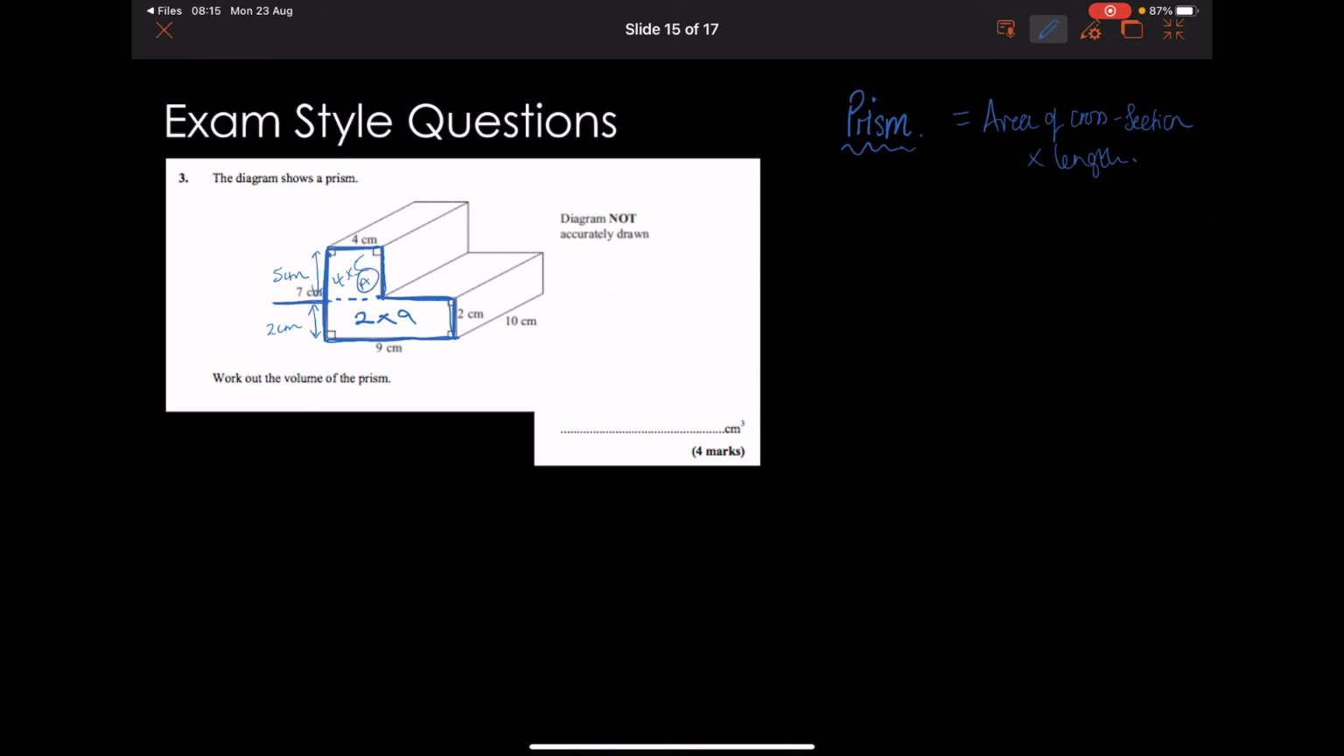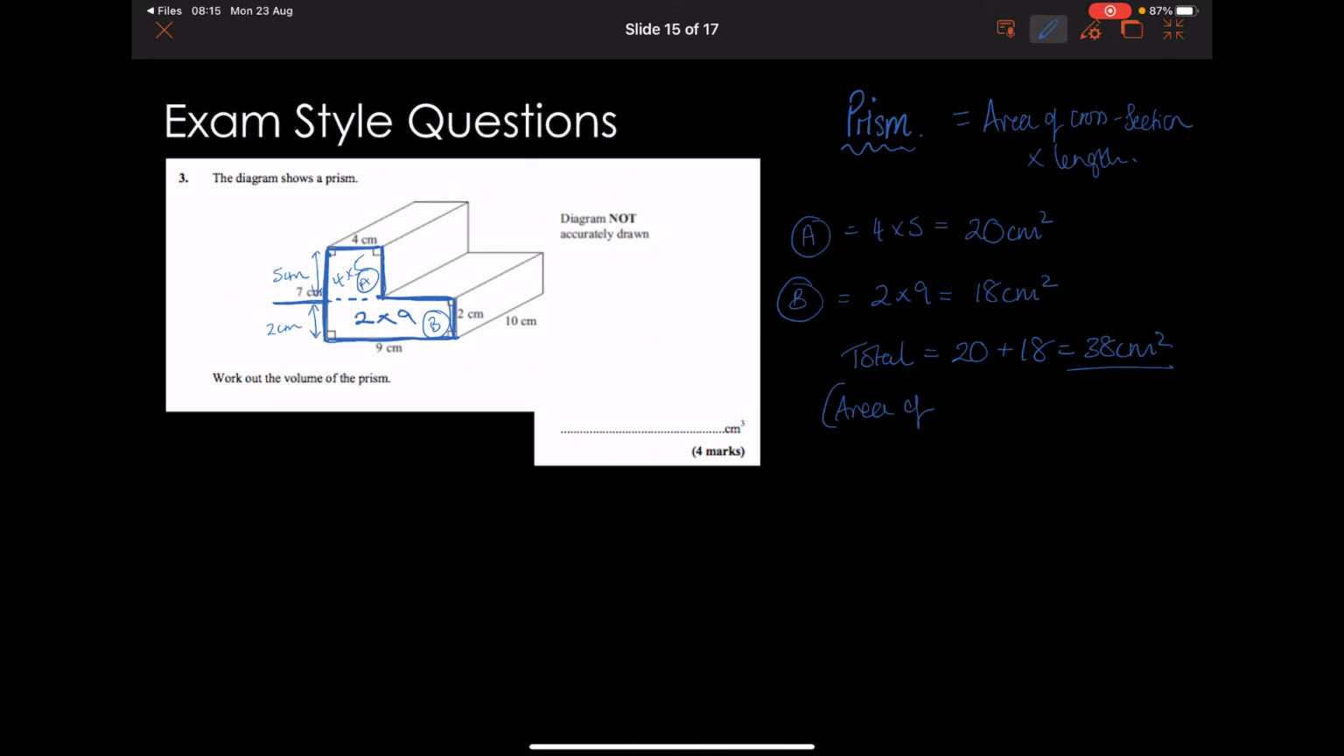Okay, so if I label that A and that B, I can do A equals 4 times 5, which equals 20 centimetres squared. And B equals 2 times 9, which is 18 centimetres squared. So the total would be 20 plus 18, which is 38 centimetres squared, for the area of the face, the area of the cross section. Volume would then be the area of the cross section, which is 38, times by the length of the shape, which is 10. Which equals 48 centimetres cubed.